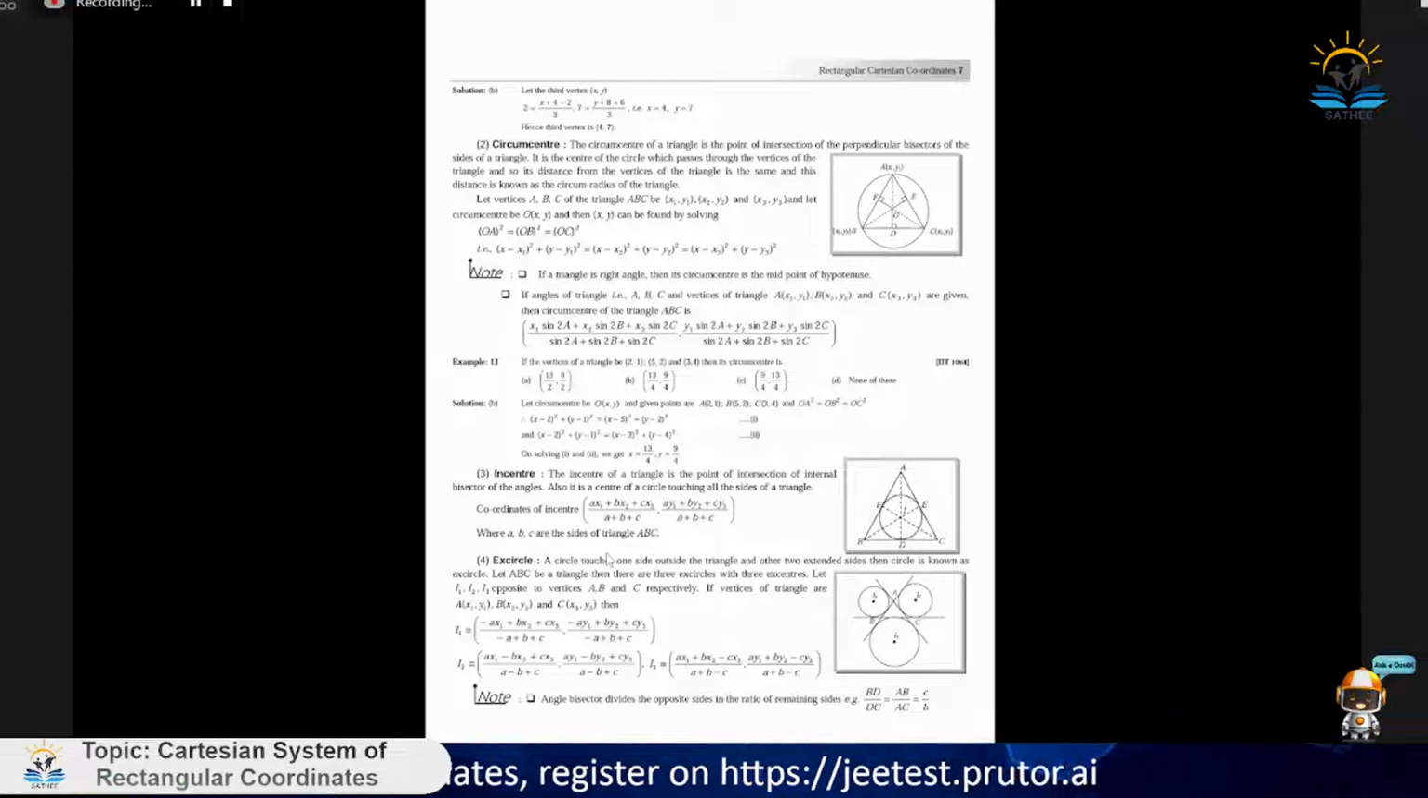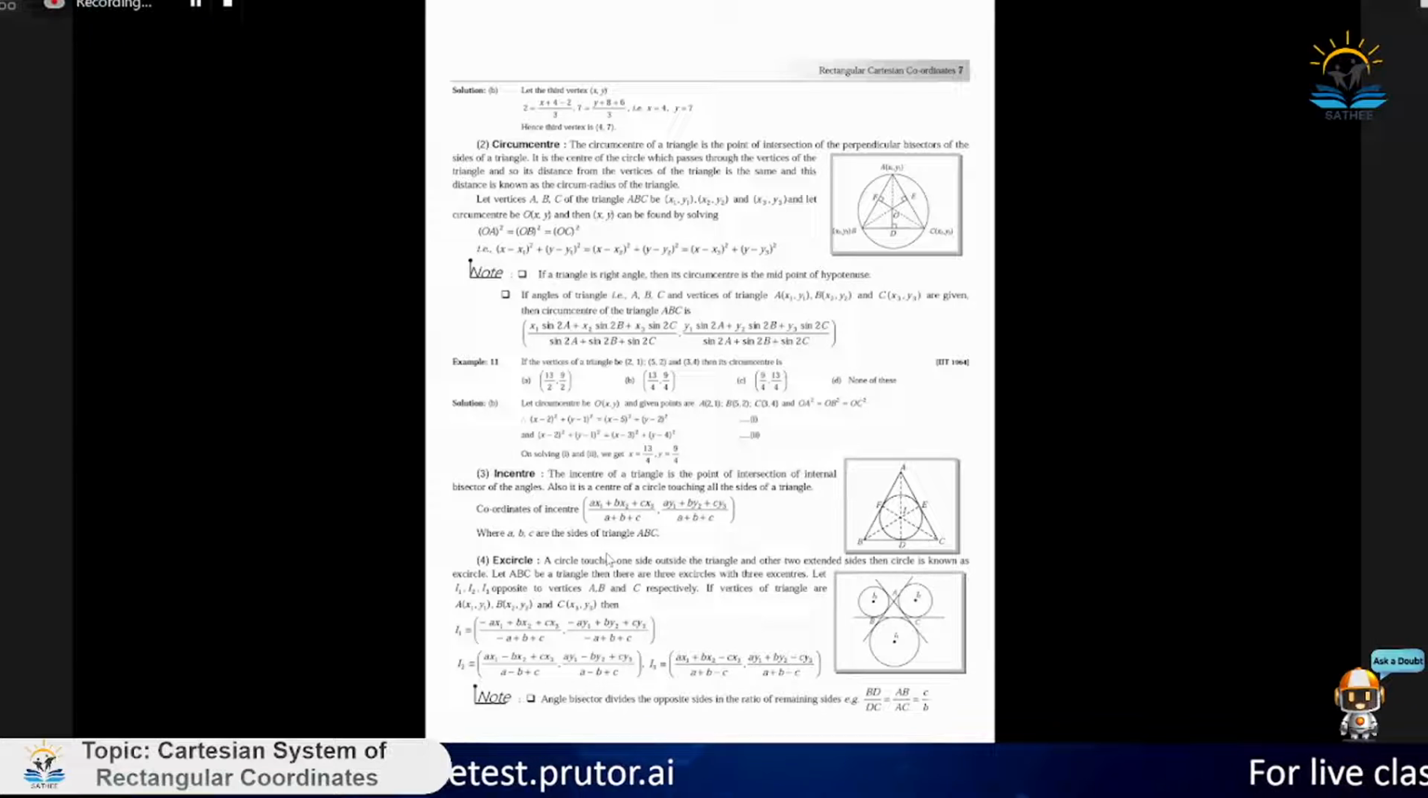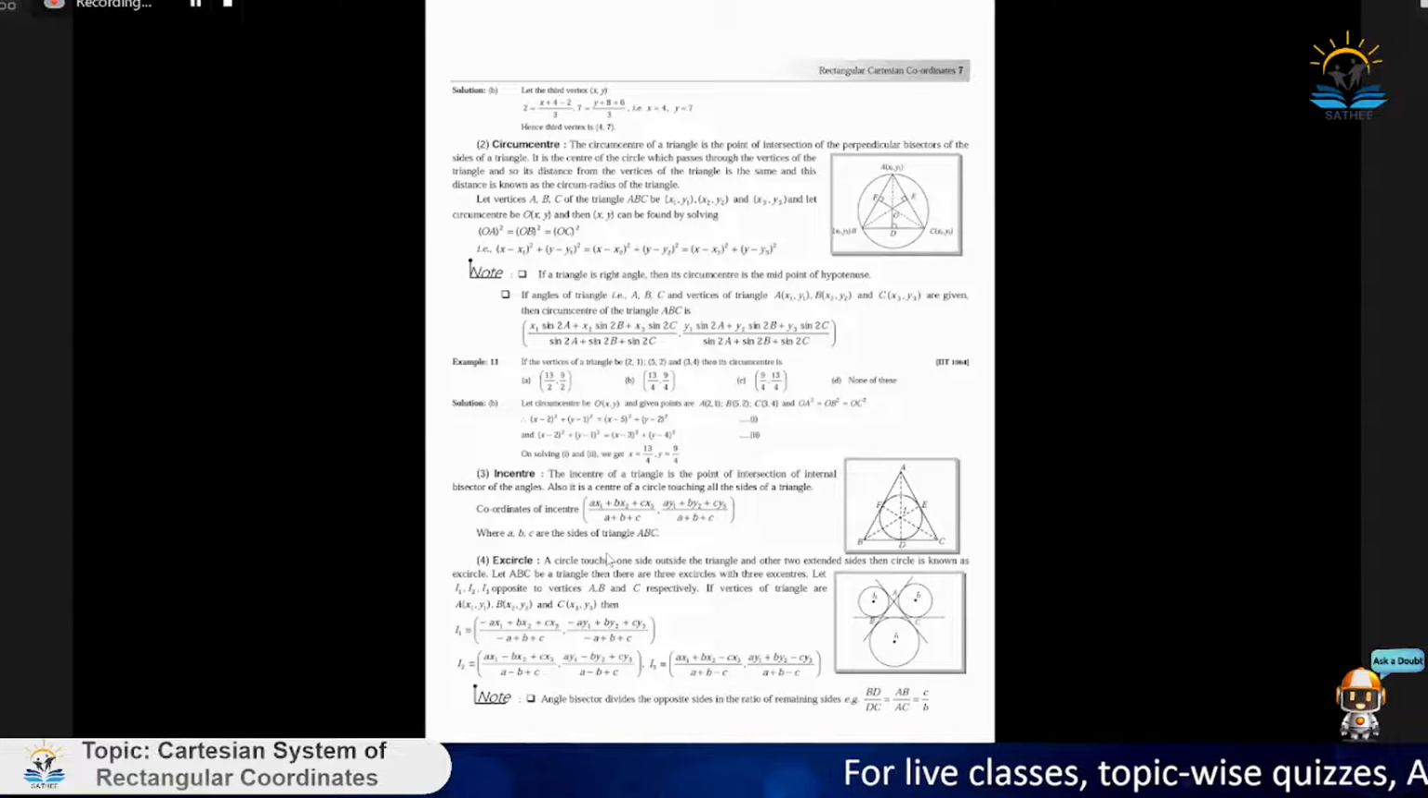And usually we use a formula if we know the angles of the triangle, which is (x1 sine 2A plus x2 sine 2B plus x3 sine 2C) by (sine 2A plus sine 2B plus sine 2C), and similarly the y coordinates. And here A, B, C would be the angles.